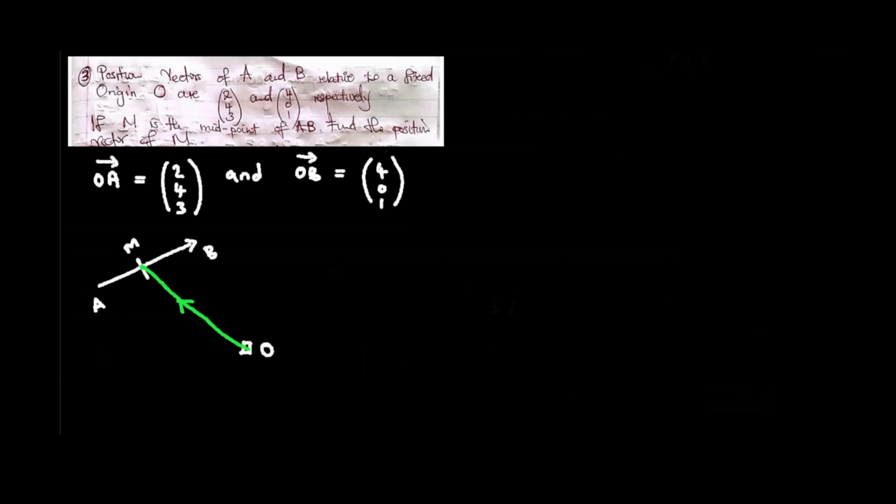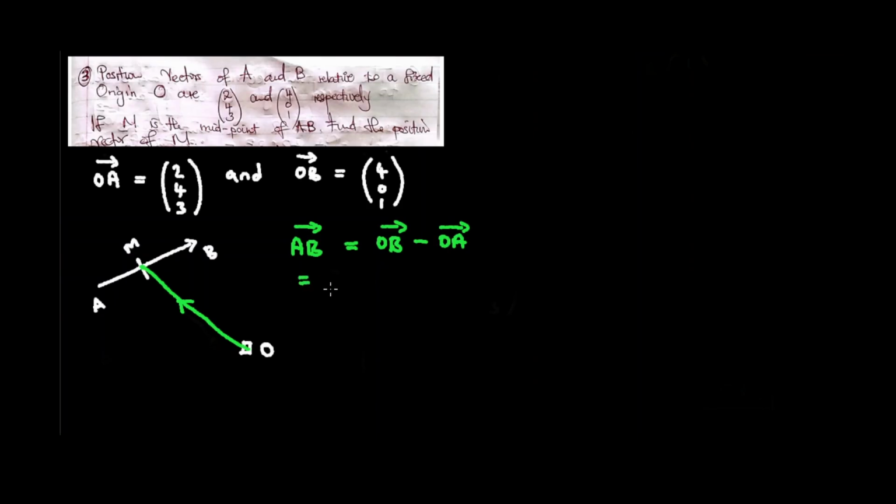But now, we have not been given AB. We want to find the midpoint of AB, but we do not have AB. So our first task is to find AB. How do we find AB? So AB, the displacement vector AB, is equal to the destination point OB subtracting the source point OA.